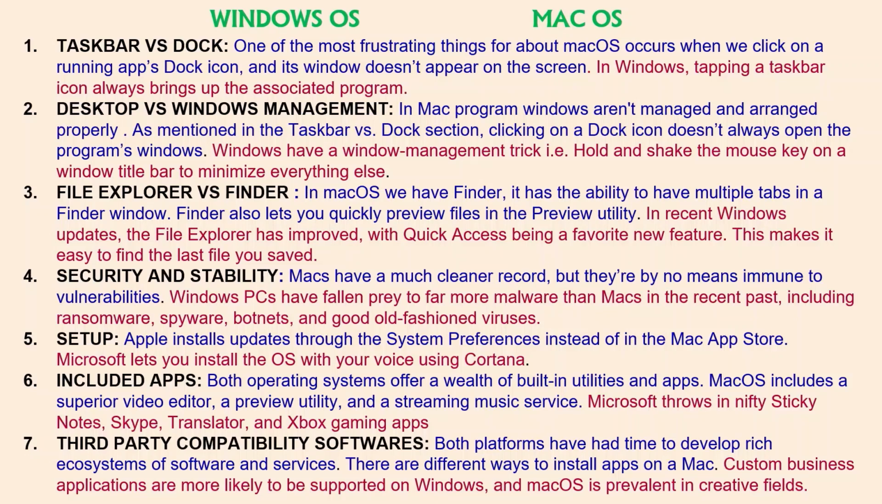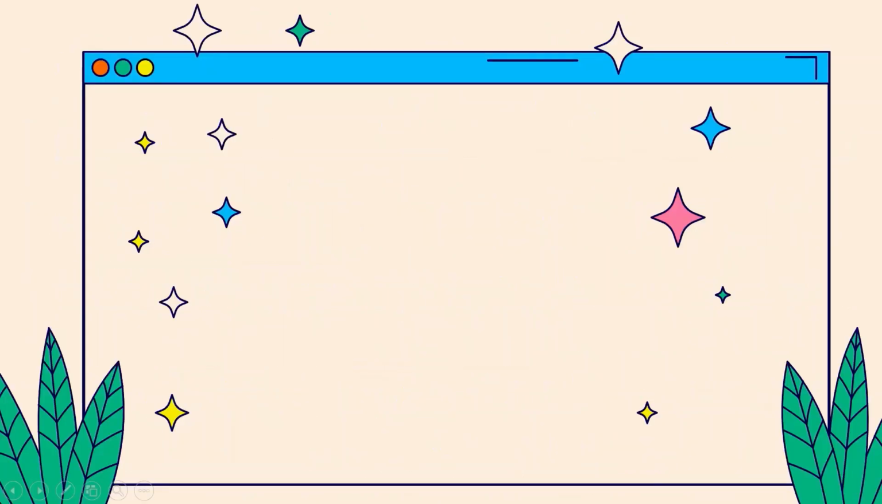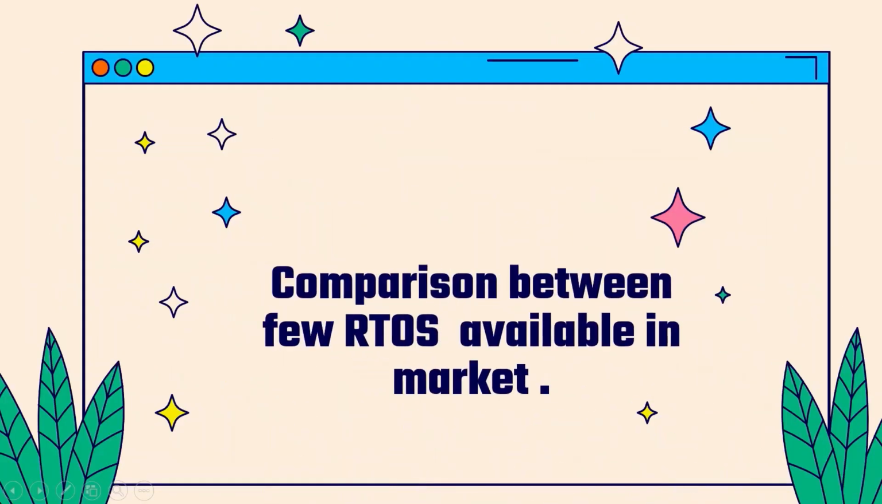Third-party compatibility software. Both platforms have had time to develop rich ecosystems of software and services. There are different ways to install apps on a Mac. Custom business applications are more likely to be supported on Windows, and macOS is prevalent in creative fields. So both macOS and Windows are comfortable to people in their own unique ways. Now let's see a few comparisons between a few RTOS available in the market.